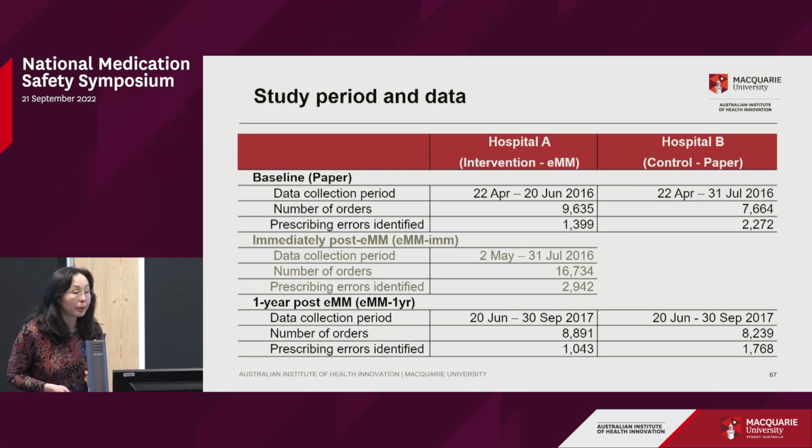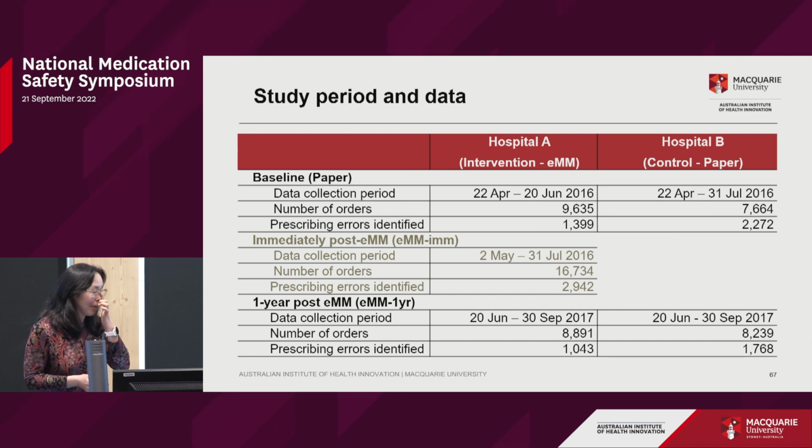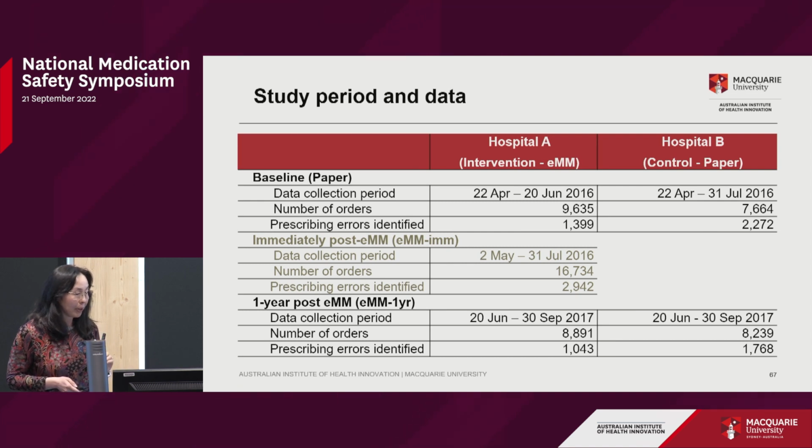So we have 2 study hospitals. Hospital A, I think you know by now, is Westmead, which implemented the eMM system. The data were collected right before the implementation, so that's the paper period, and also immediately after eMM. Those are the first 2 parts of the stepped time period. We also collected data for 1 year post-eMM. Our control hospital is Randwick, which only had paper in place in this study. We have data collected in 2016 and 2017, matching the period of Westmead Hospital.